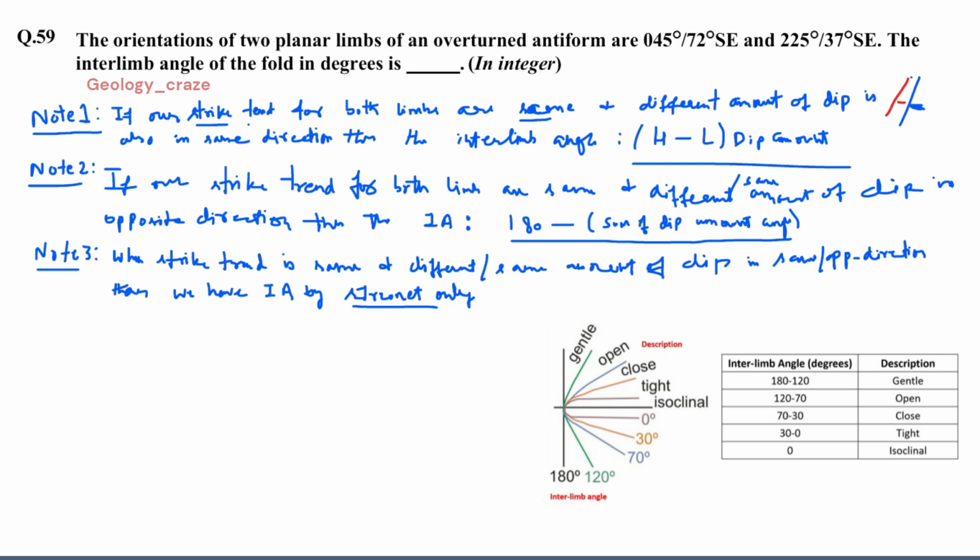So now we will construct our question and see which one of the notes is matching with our question. We will find that and try to visualize the things. Now the orientation. First we will understand the concept of interlimb angle. What is interlimb angle? Suppose this is our fold.